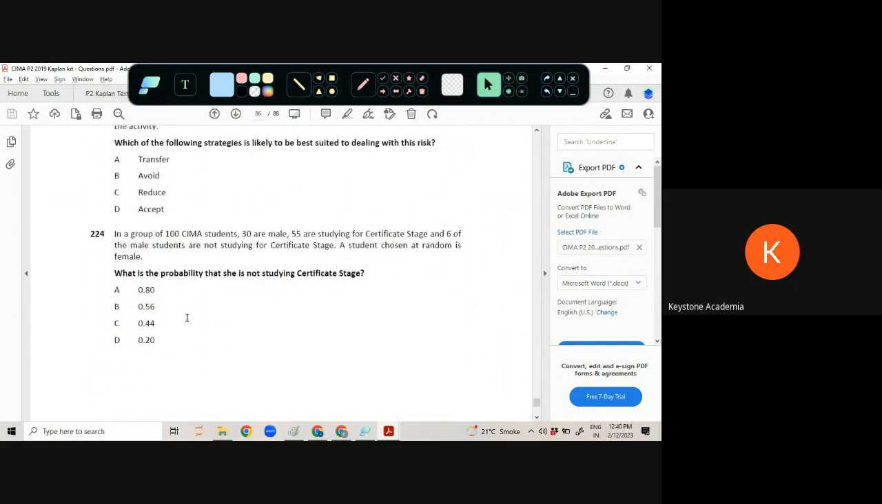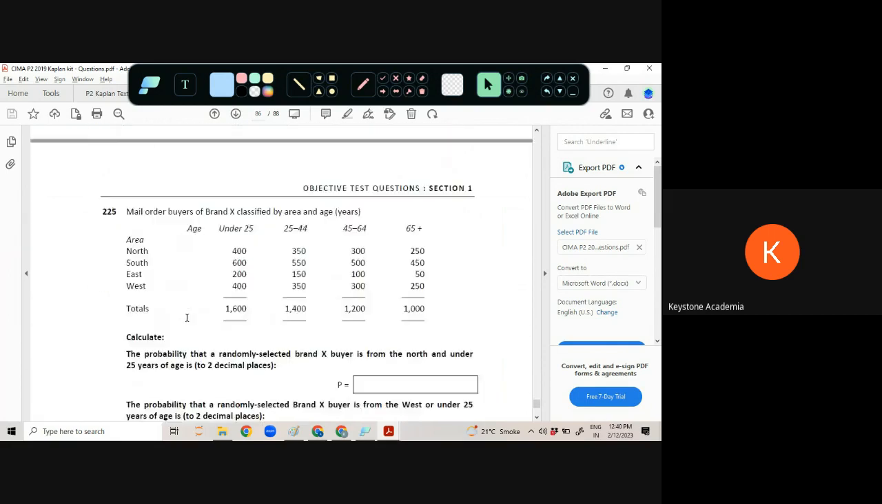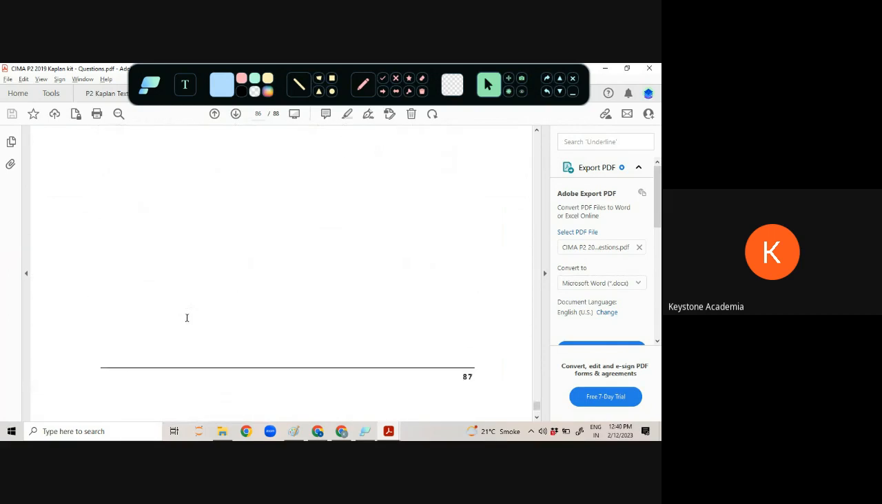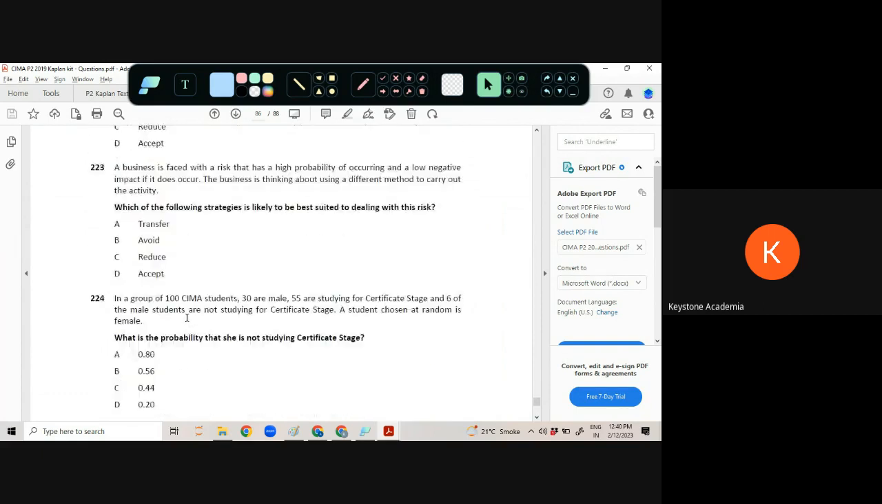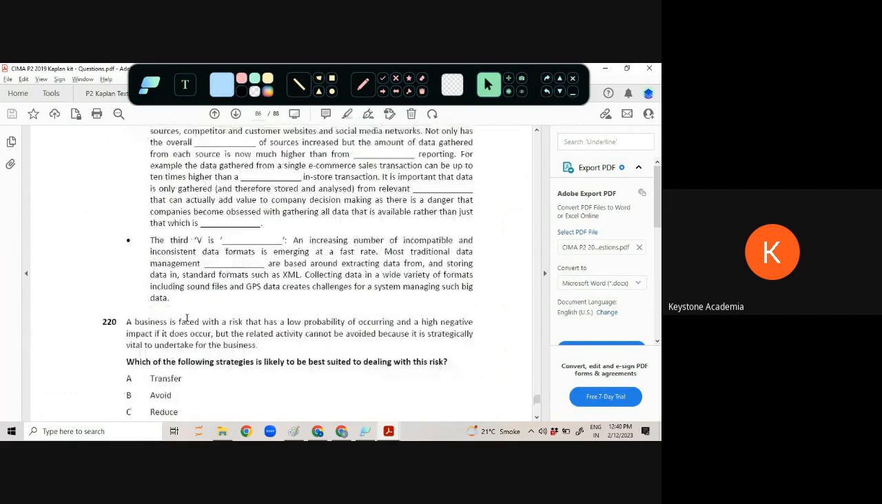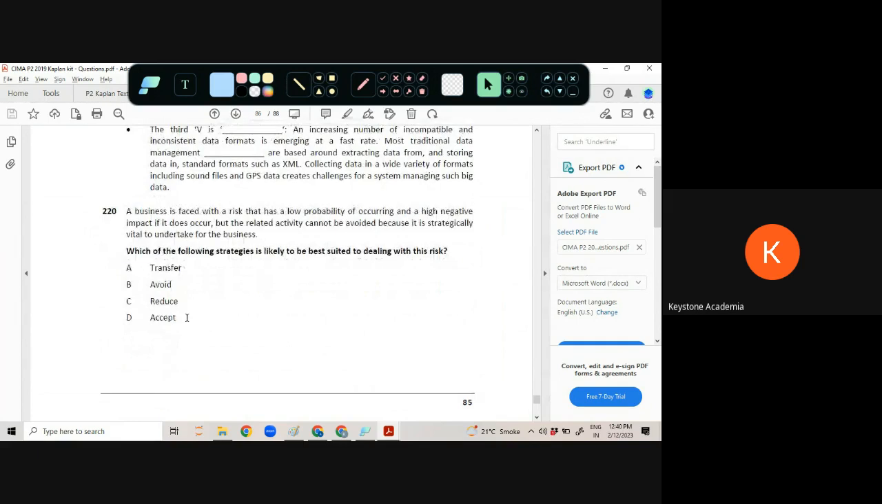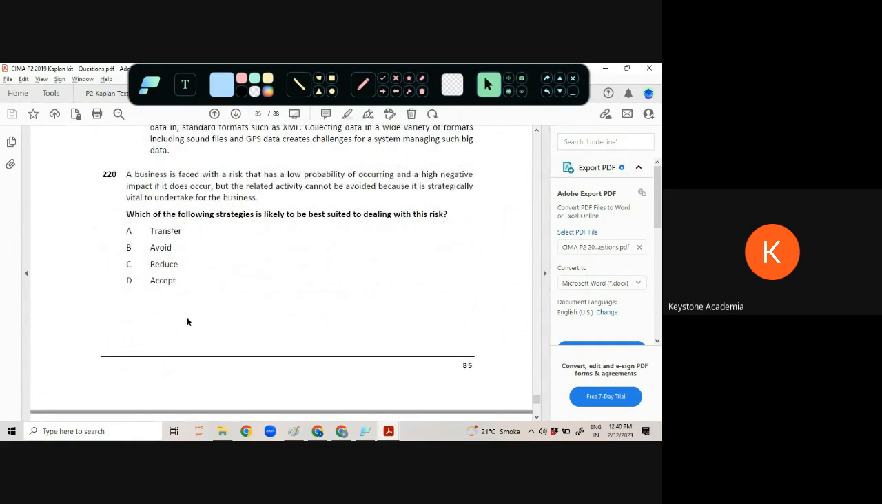It won't be that straightforward, where both are given to you. They might be more tricky. Okay, this one, 220. A business is faced with a low probability of occurring and a high negative impact if it does occur. But the related activity cannot be avoided because it is strategic to entering the business. So it has low probability and high impact.